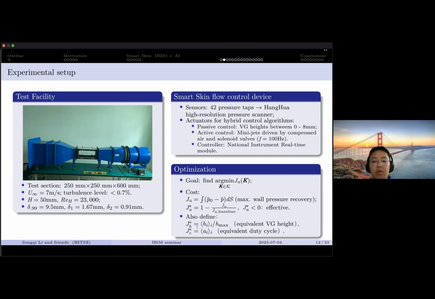And also, to monitor the relationship between the cost function and the equivalent vortex generator height and duty cycle, we define JB star and JC star, which represent the equivalent height of each vortex generator and the equivalent duty cycle of the active component.